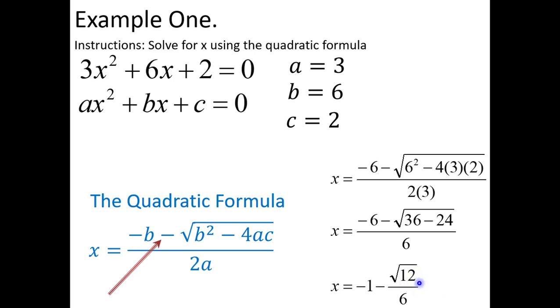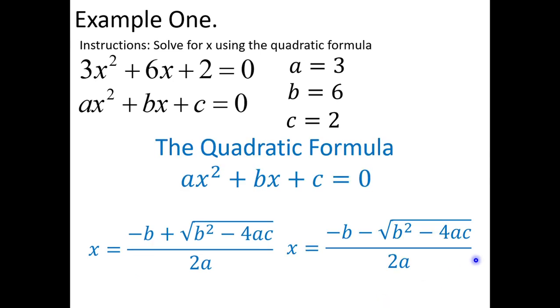So the only difference between this second answer, and this is a second answer because this is a different number, negative 1 minus square root of 12 over 6 is not the same number as negative 1 plus square root of 12 over 6. So we end up with two different answers, one with a plus here and one with a minus here. So looking at the two of them together, the quadratic formula has two answers.